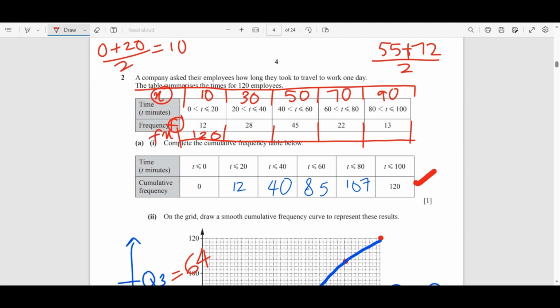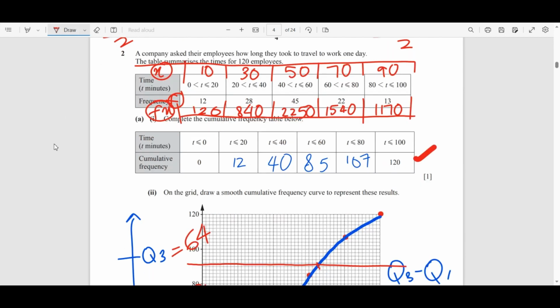So each f will be multiplied with x. For the second column, f is 28 and x is 30. So I'm going to multiply and get 840. The third column, 45 times 50. Okay, and for the fourth column, 70 times 22. And for the last column, it's going to be 90 times 13.